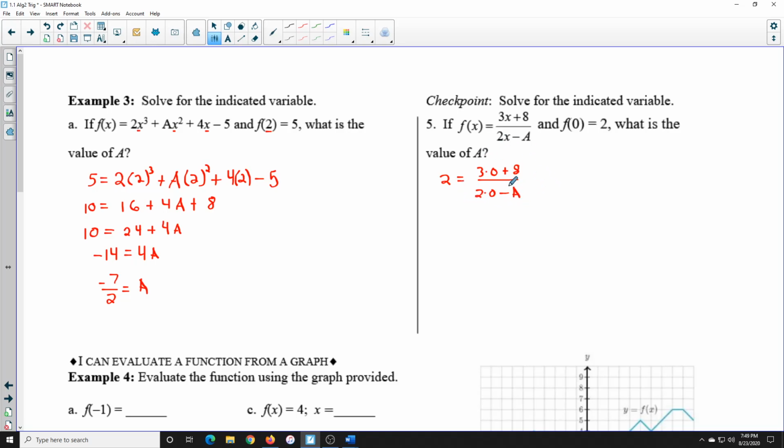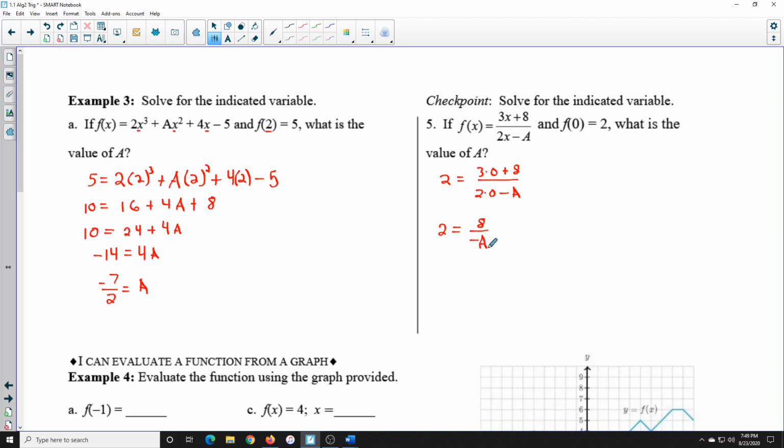Clean it up a little bit before we deal with it. So 3 times 0 and 2 times 0, we know those are zeros, right? So now we just have this. We have 2 equals 8 over negative a. Now here's a special situation where there's a lot of mistakes. The variable is on the bottom of the fraction.